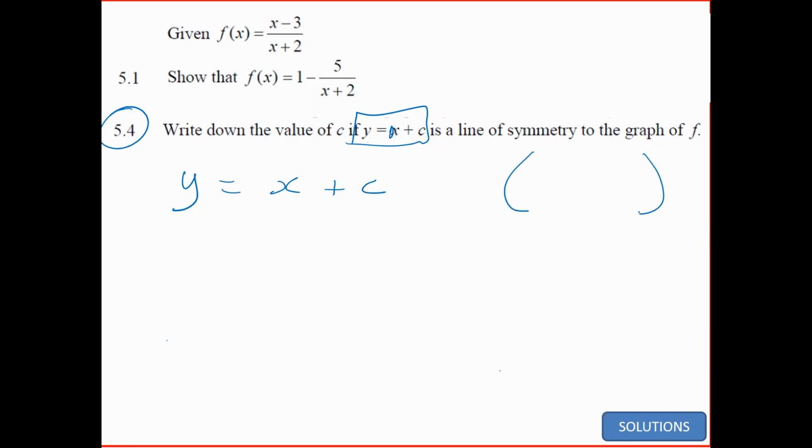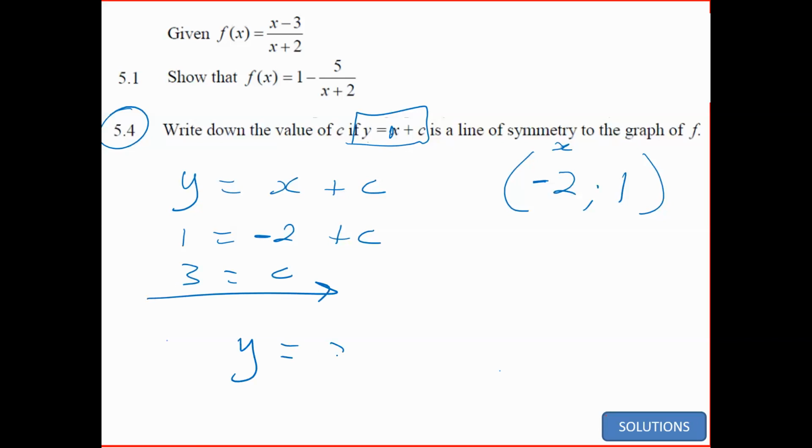The asymptotes. What are the asymptotes? Minus 2, we found it, am I right? And the y value is 1. So you can quickly substitute this in. You're going to get 1 is equal to x is minus 2 plus c, and that gives us c to be 3. And then we have our equation, y is equal to x plus 3.